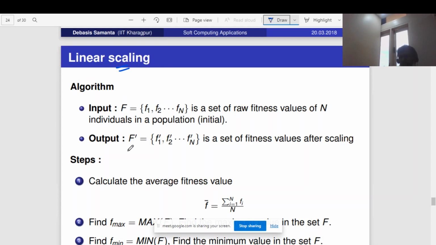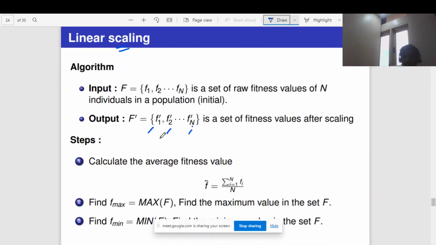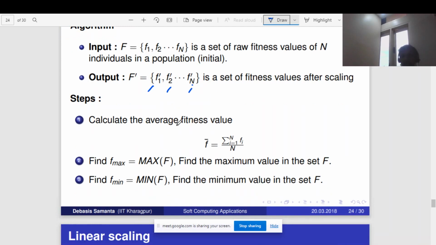So this is the input. The output will be f dash equal to f1 dash, f2 dash up to fn dash. Now the question is, how are we going to identify f1 dash, f2 dash, up to fn dash? This is the algorithm. First you identify f dash, which is nothing but the mean of all these, that is f1 plus f2 plus up to fn divided by n, the number of individuals. So that is called f dash.